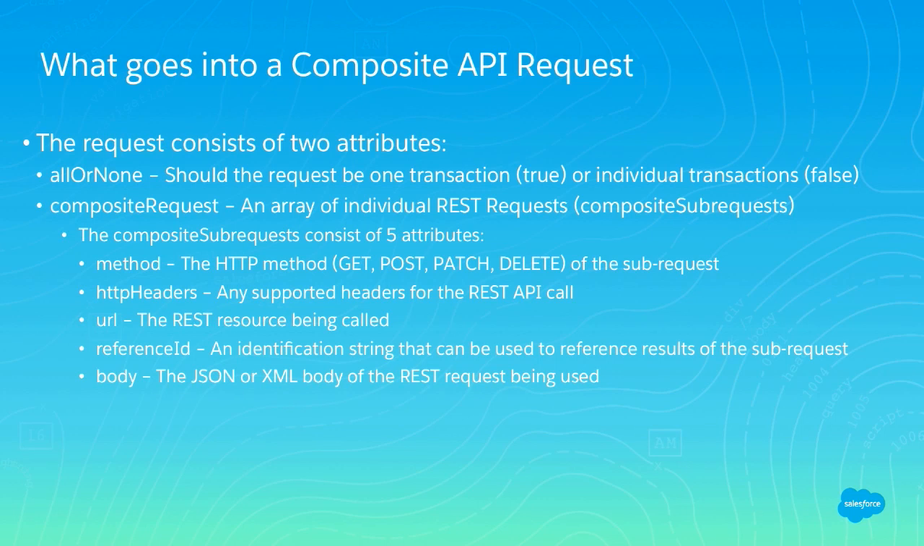So what goes into a composite request? What is the structure that we expect? There are 2 attributes. The first is all or none. And this gives you the ability to do a transactional boundary. So that means either the entire operation that you pass in is successful, or it's all rolled back. And this is very useful because you could not do this earlier through our standard API.